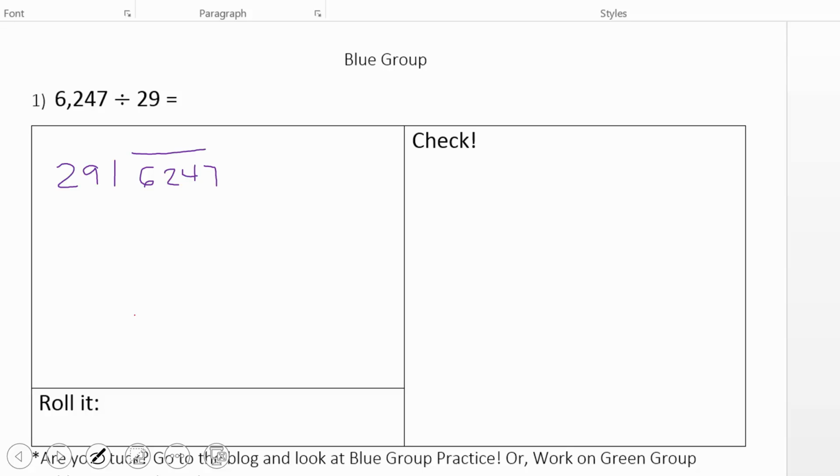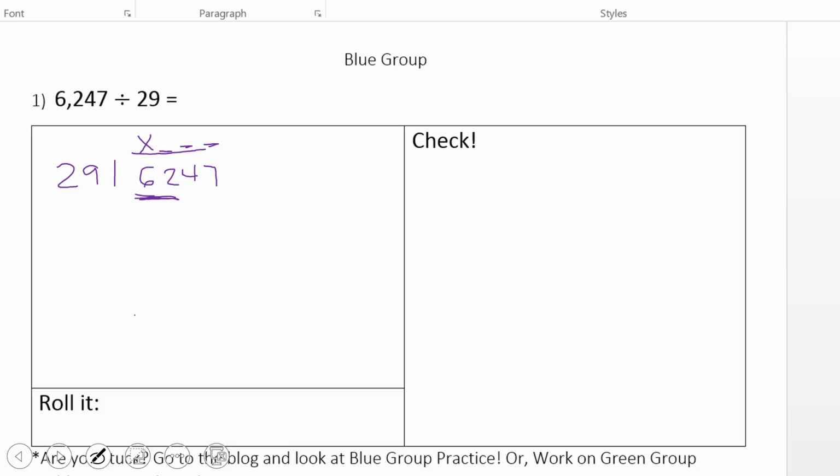So first I need to make my X's and my seats. Can 29 go into 6? Nope, so an X pops up. 29 can go into 62. So from now on, I'm going to put a seat on top of the rest of my digits. So my quotient is actually going to have 3 seats, 3 numbers.